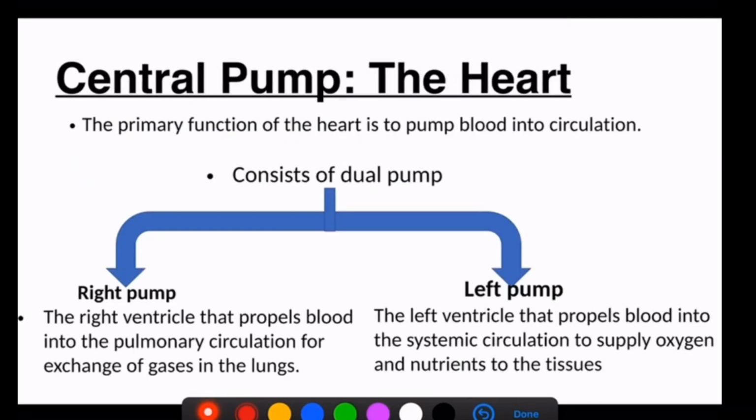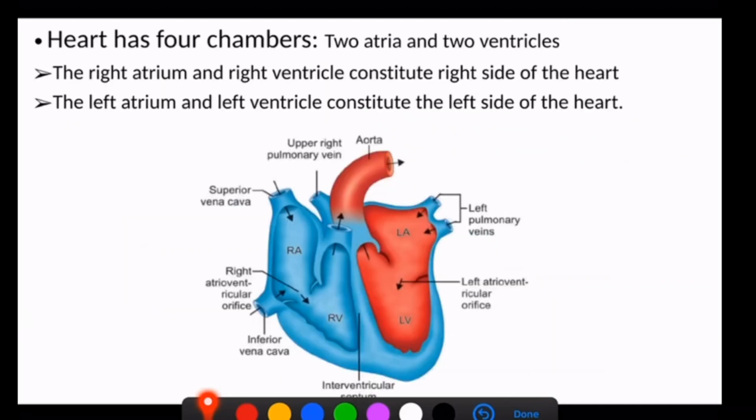So here's the first component of the CVS, the central pump, the heart. The primary function of the heart is to pump blood into the circulation. The heart is made up of a dual pump, a right pump and a left pump. The right ventricle propels blood into the pulmonary circulation for exchange of gases in the lungs. The left ventricle propels blood into the systemic circulation to supply oxygen and nutrients to the tissues.